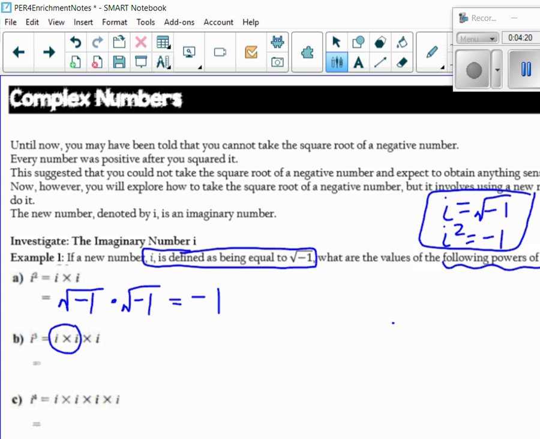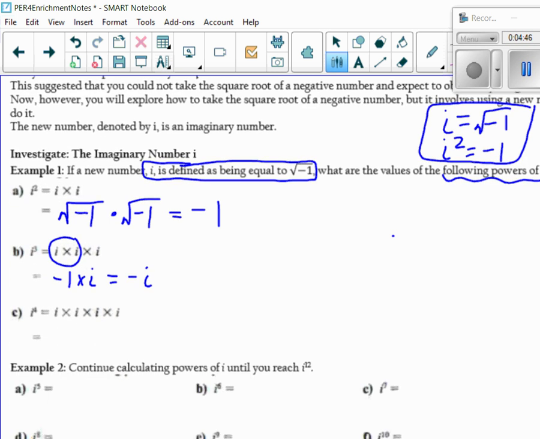So i is equal to the square root of negative 1, and i squared is negative 1. So what would this equal? Negative 1 times i would be equal to negative i. So there's only i squared and negative 1's in this, okay? So let's look at this one. What would we get here? This would be negative 1 times negative 1, so that would equal positive 1.